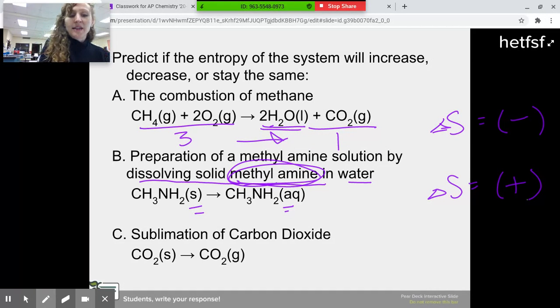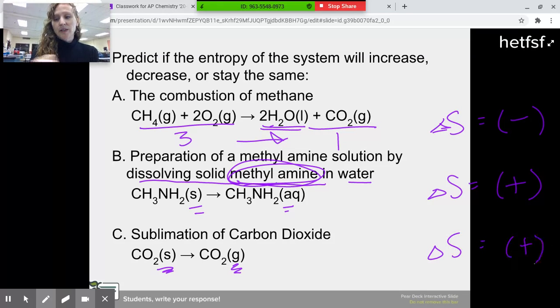And then sublimation of carbon dioxide, you're going from a solid to a gas. It's a phase change. That was the term I was looking for like a minute ago. Phase change. Solids are ordered, gases are less ordered. So entropy is going to increase. So your answer should be decrease, increase, increase.